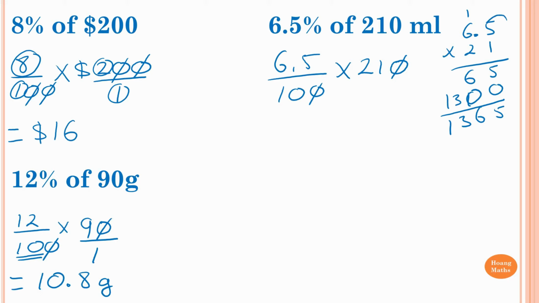And we have one number after the decimal point, so we just put the dot here. And then don't forget, we divide by 10 as well. So this decimal point here, you move 1 to the left because it's divided by 10, so it gets smaller. So we just move to the left. So the answer is 13.65 milliliters.